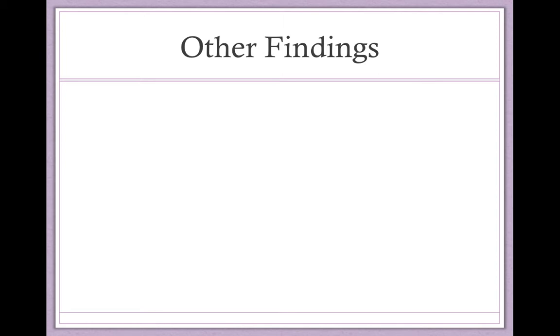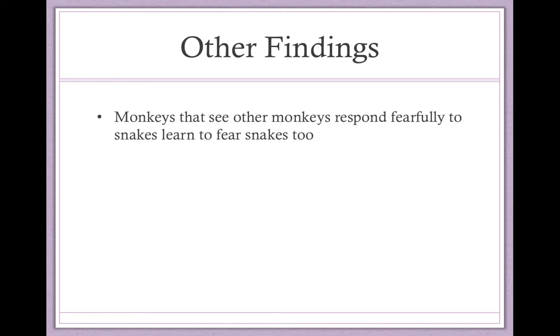So there's also other findings about observational learning. It's not just about aggressive behavior, which is a big topic in observational learning, that children can observe aggressive behavior in adults and then learn that behavior. But there's a bunch of other findings about other behaviors that animals and humans can learn from other animals and humans. So we found that monkeys that see other monkeys respond fearfully to snakes learn to fear the snake too.